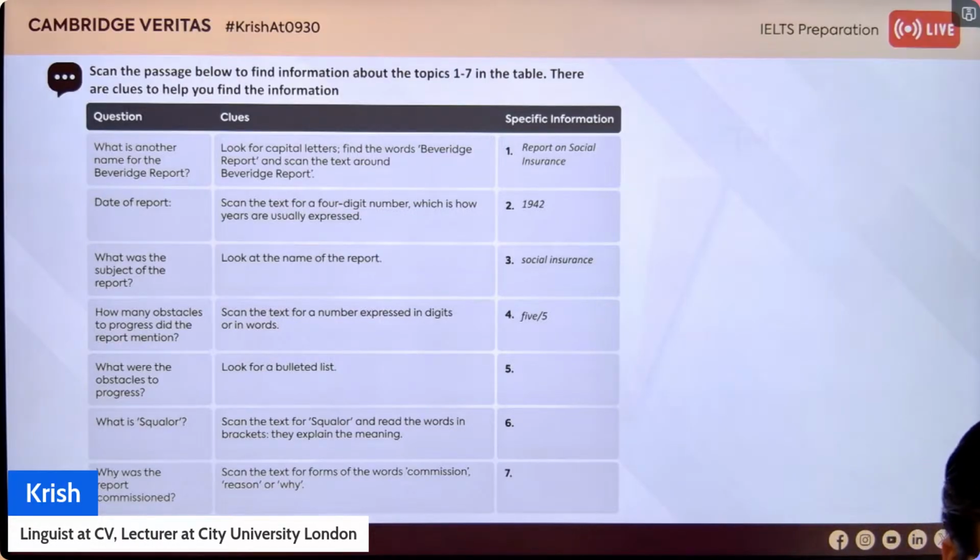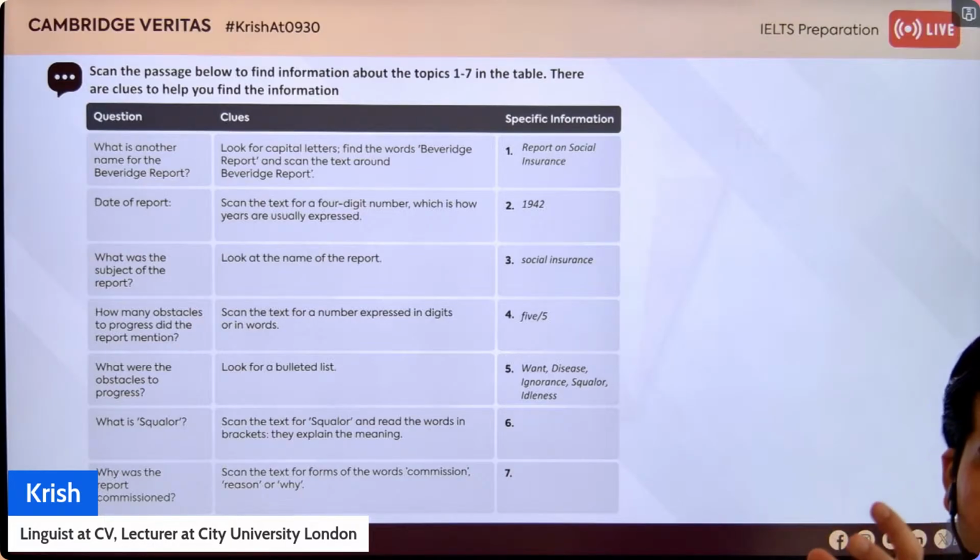Okay, so the answer to number five is want, disease, ignorance, squalor, and idleness. But yeah, that's true. We do not have a word limit here, so it doesn't matter if the answers are want, disease, ignorance, squalor. Yes, perfect. Thank you, Nagashri, Priya, Vatsala, Hasmat. Wonderful.